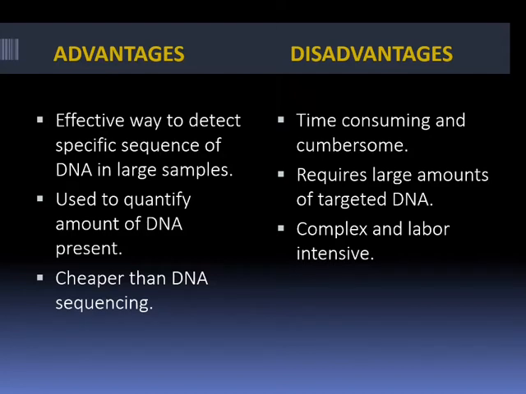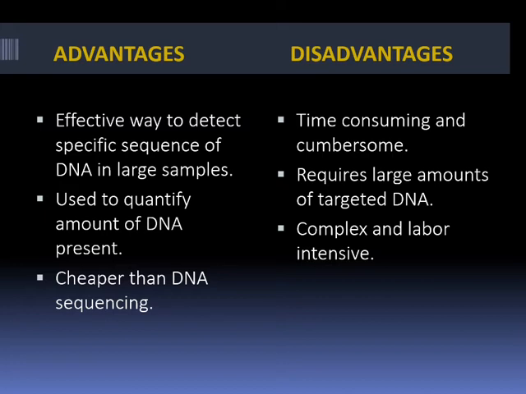Southern blot. Advantages: it is an effective way to detect a specific DNA sequence in a large sample, it is used to quantify the amount of DNA present, and it is cheaper than DNA sequencing. Disadvantages: it is time consuming, because you have to soak overnight. Other advanced methods have come, but anyway, this also requires a large amount of targeted DNA, because only then will the restriction endonuclease work and the fragments be separated. Okay, next one, complex and labor.